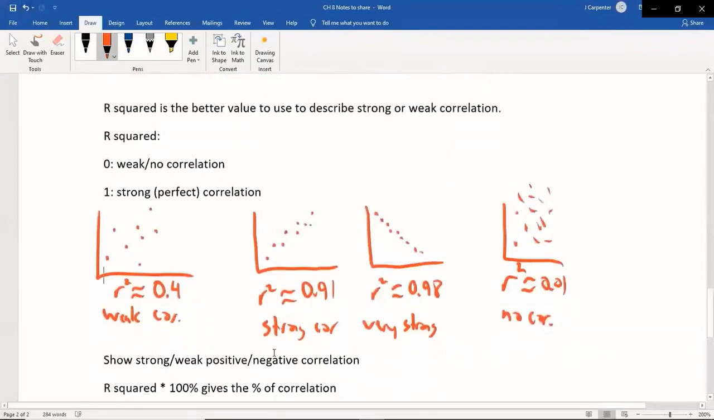So that's us showing strong, weak, positive, negative correlations. And if you wanted to throw the positives and negatives in there, you can. So the first one would be a weak correlation, but positive. This one would also be positive. This one would be a very strong negative correlation. And I wouldn't say positive or negative if something's no correlation.